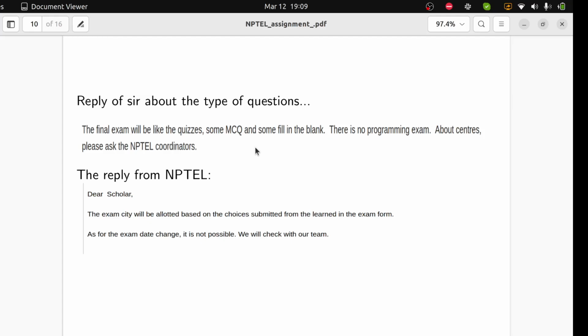Sir gave this reply, and you can see the reply that the final exam will be like the quizzes, some MCQ and some fill in the blank. It will be exactly a similar format to what was given in week 1, week 2 up to week 8 quizzes. Assignment was nothing but the programming assignment, where you had to write some program. But in the exam there is no programming exam. It's already mentioned that there will be no programming exam. It will be only the quizzes, some MCQ and some fill in the blanks.